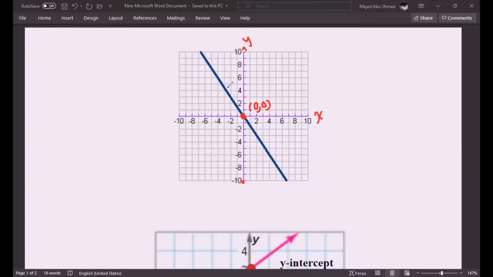If you remember from the last semester, we called this function or this equation or this line, you can call it any of these, that passes through the origin point, a proportional relationship. A proportional relationship is the relationship that passes through the origin point.